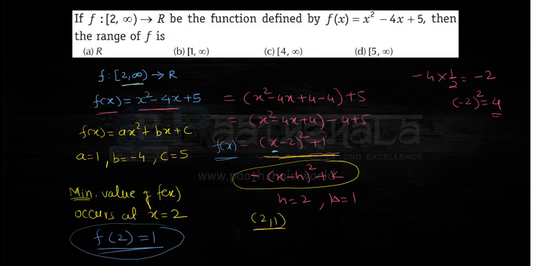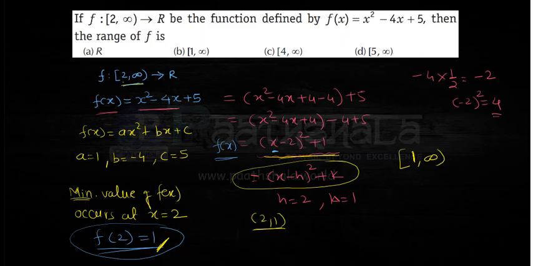Now let's find the range. The range is the set of all possible values that f of x can take. So the minimum value of this function is 1, which occurs at x equals 2. As x increases beyond 2, the function value increases without bound as well. So this function takes all values greater than or equal to 1. It means that the range is starting from 1 to infinity, because the minimum value of the function occurs at 2, so we are getting 1 as the output for this 2.